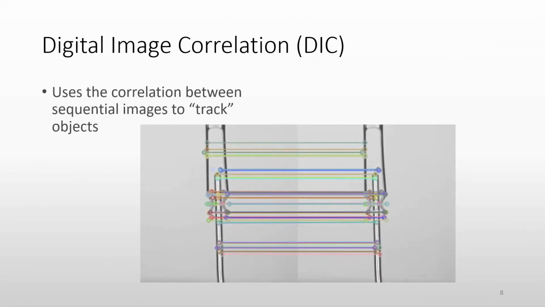Digital image correlation uses the correlation between subsets of the image in sequential images to track objects over time. And using this, we can extract the full pin and receptacle dynamics.